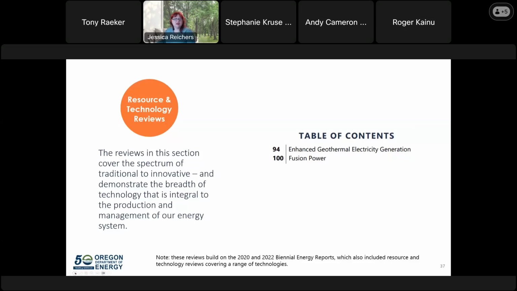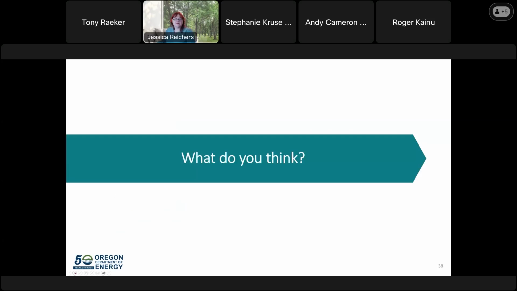For our latest report, since we already have a robust collection of resource and tech reviews, we focused on 2 cutting-edge energy production technologies. But first, and you were probably expecting it, we have a couple of questions about these technologies before we dive in. So we're going to bring back the Slido.